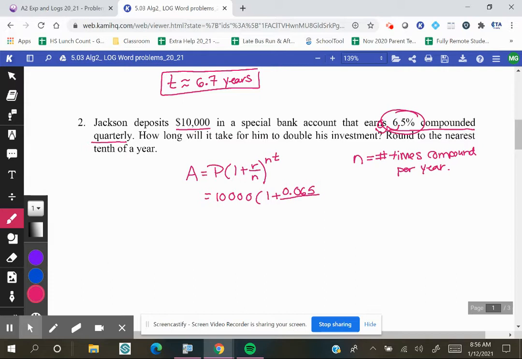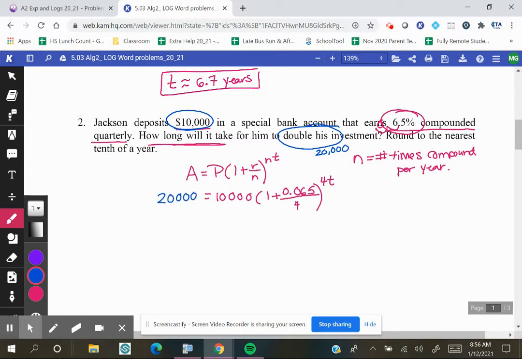So, because it's 6.5% yearly, if we're compounding quarterly, then we're compounding 4 times a year. If you were compounding monthly, then your n would be 12. If you're compounding semi-annually, then your n would be 2. So I'm just going to put a 4 in everywhere I see an n. And I want to know how long it's going to take him, so that means I'm solving for t. And I want his investment to double. So he started with 10,000. If that doubles, how much money would we want in his account? So you would just do 10,000 times 2, which gives you 20,000.